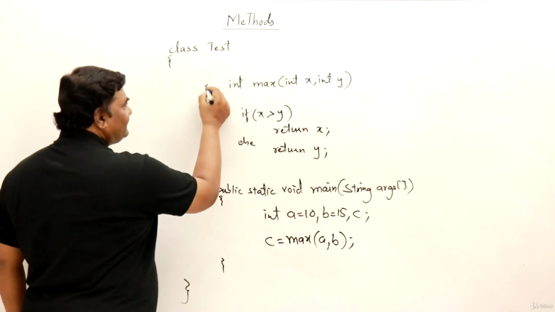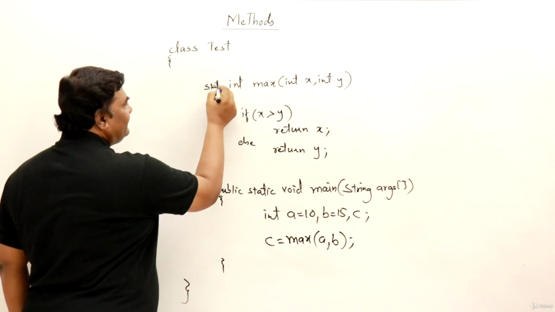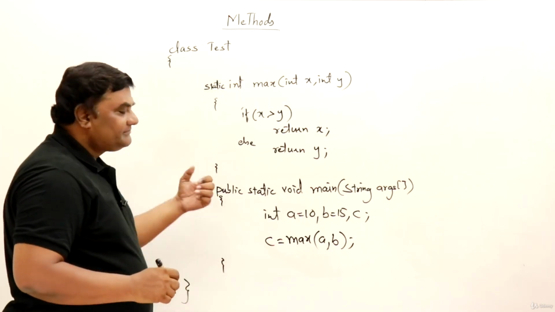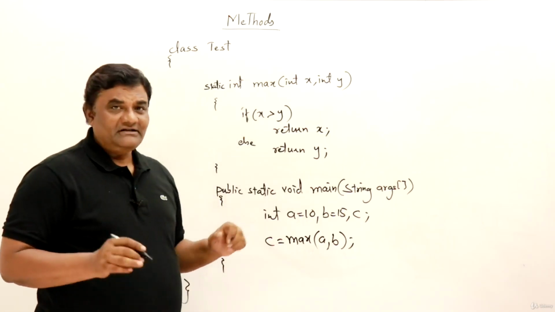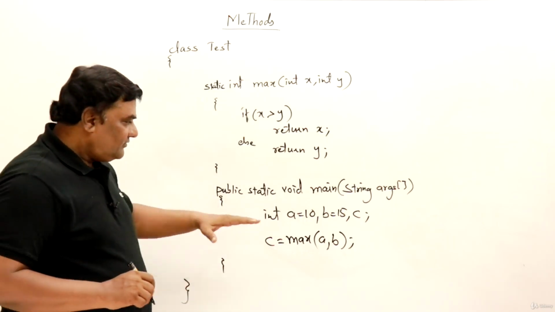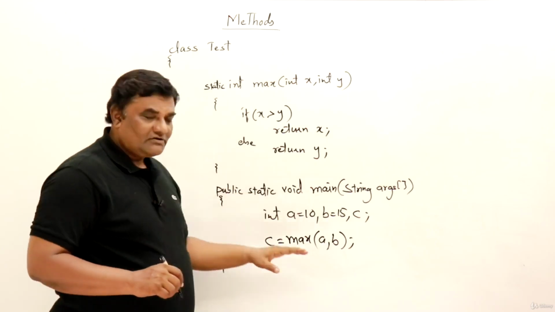So I should call it as static. I will make it as static. Now it can be called. Now it works perfect. Though there are other methods also for calling the same method, I will show you after some time. Now we have made it as static and we are calling this one.